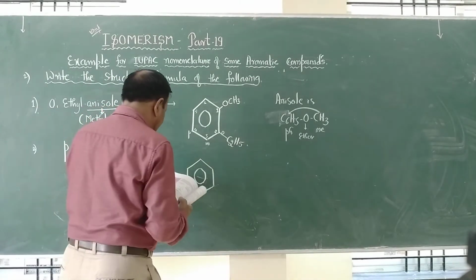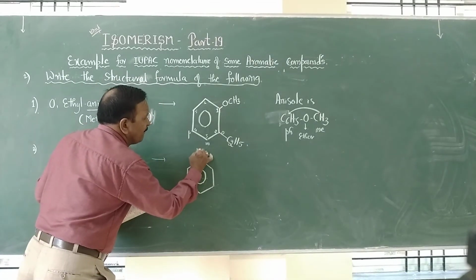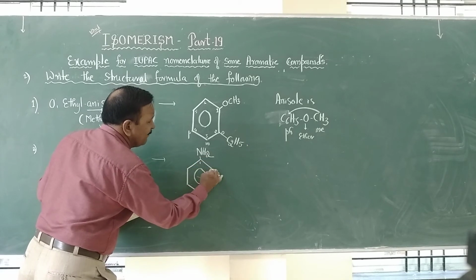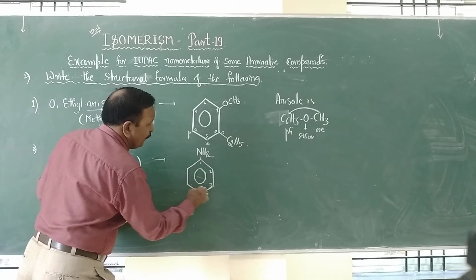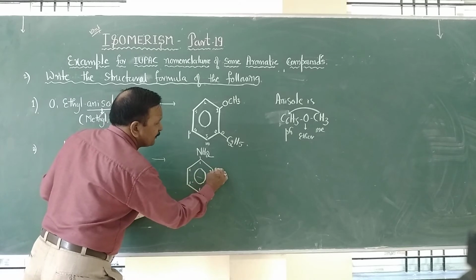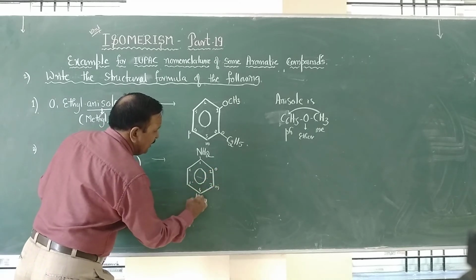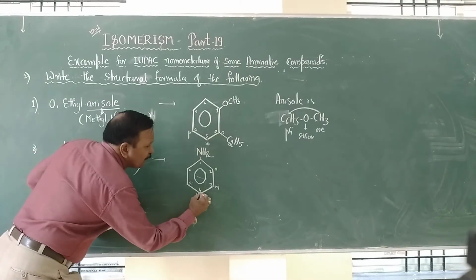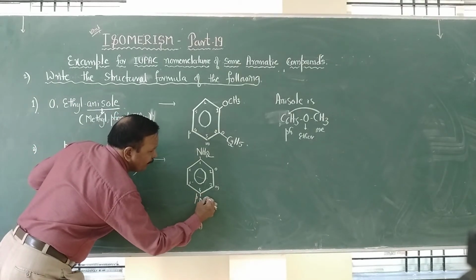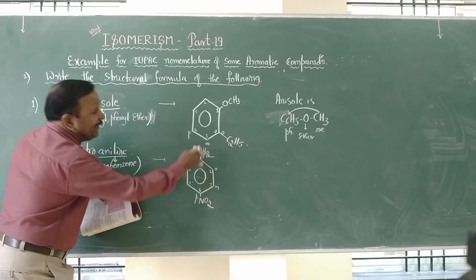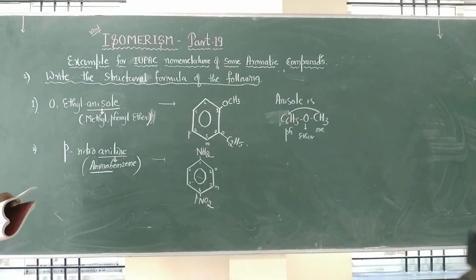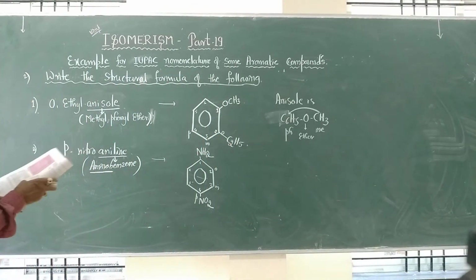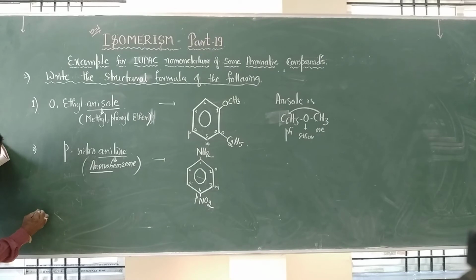So, first we get NH2. So, aniline is over. This is number 1, 2, 3, 4, 5, 6. This will be ortho, this will be meta. So, this is para. So, the nitro group should be present here. So, this is para-nitroaniline. Aniline is aminobenzene.